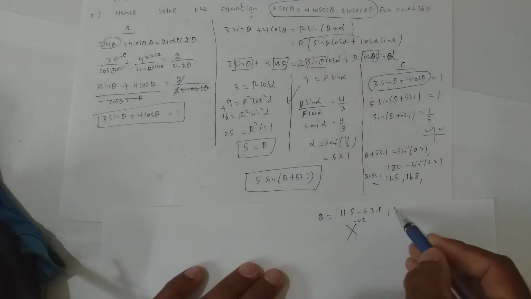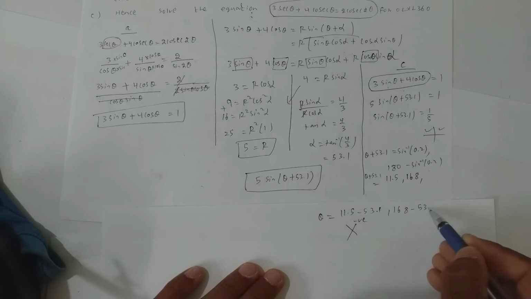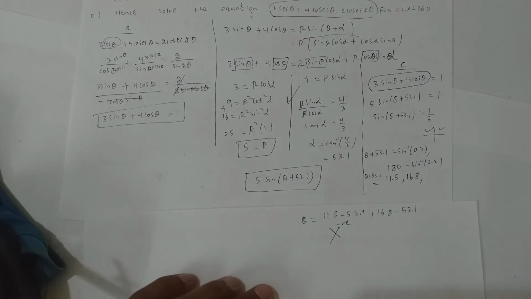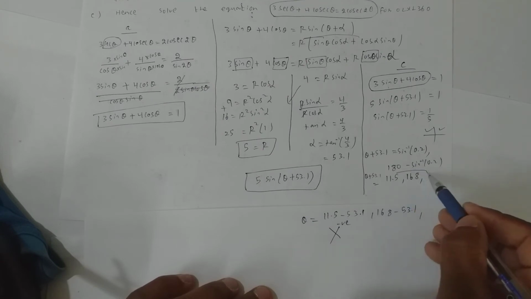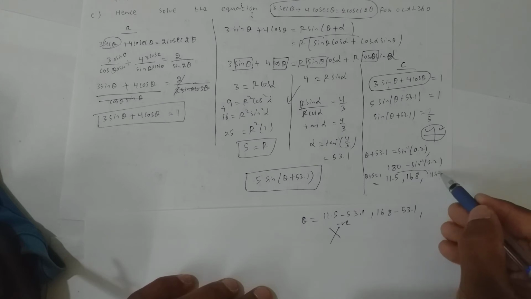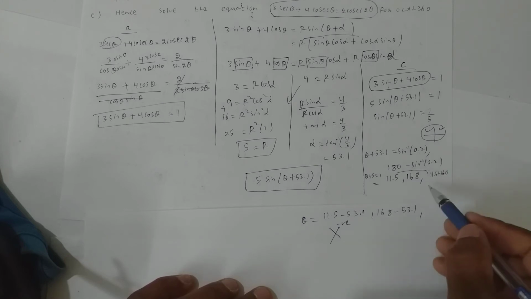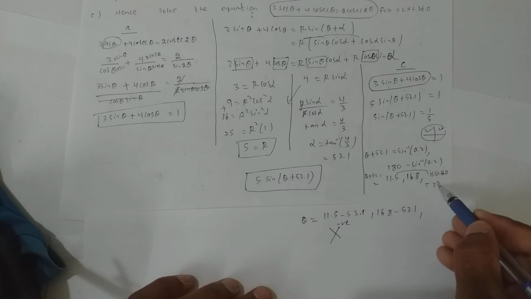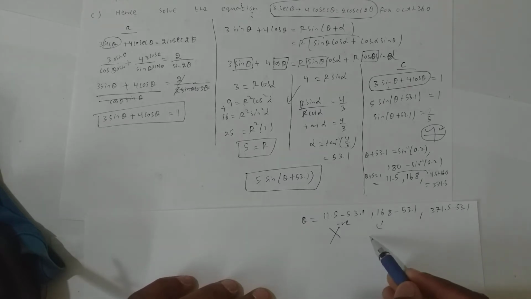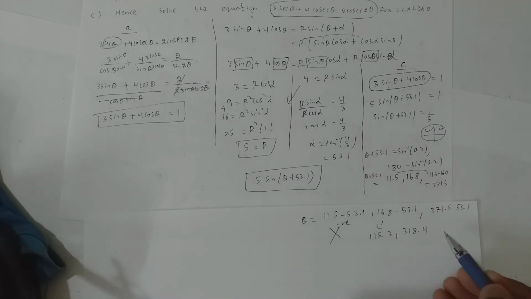Now, to 168, I get 168 minus 53.1. There is a chance I might get one more angle. How do I get that angle? I get that angle by adding 360 to this. I am coming back here once I add 360. So 11.5 plus 360. How much will I get? 371.5. So now 371.5 minus 53.1. So this answer is 115.3 and this answer is 318.4.